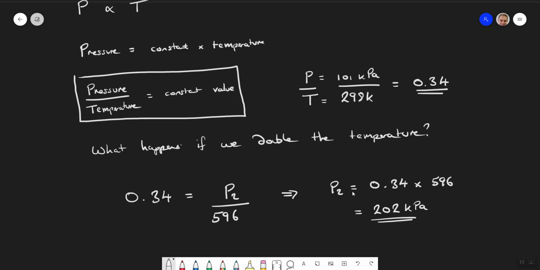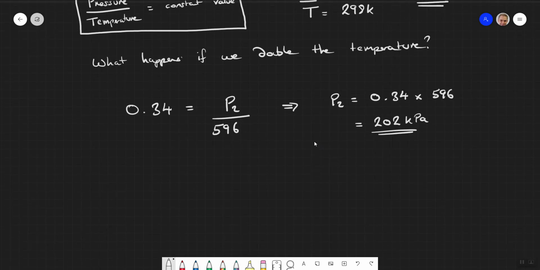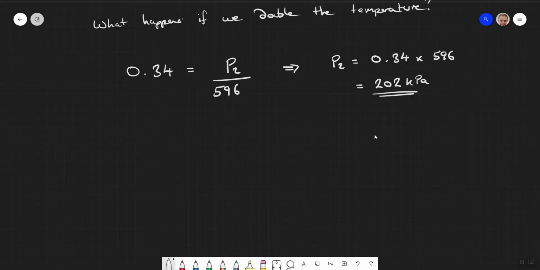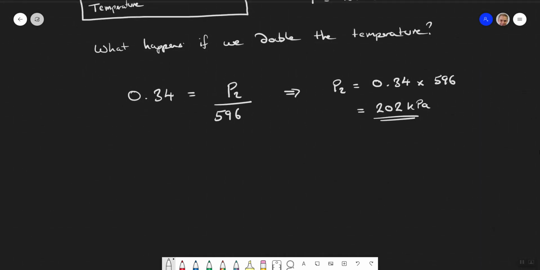So it comes up, but then we get 202. Oh look, we've doubled the pressure. We doubled the temperature. That led to a doubling in the pressure that is being exerted, and this gives us the pressure law. What we can do is that, given that we know that our initial pressure divided by our initial temperature is equal to a constant, which must therefore equal our final pressure divided by our final temperature.